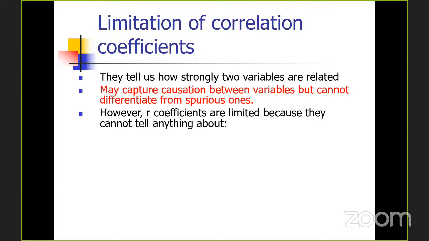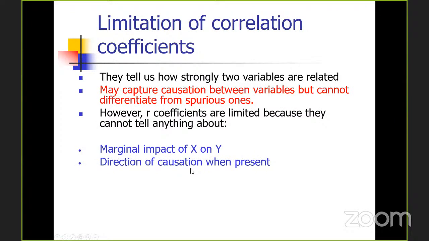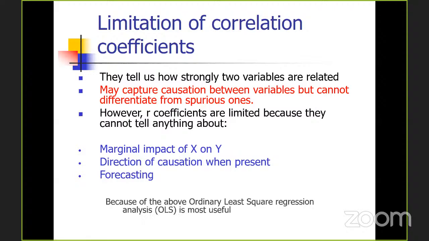Our coefficients are limited because they can't tell us if there is a marginal impact of X on Y. They can't tell us if there's causation, and if there's causation, what the direction would be. Because, for example, let's say X and Y are really causal. Is it that X causes Y or Y causes X?